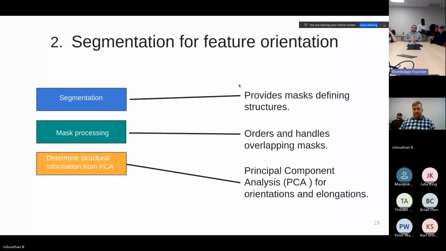And so the overall arc of the method here for the feature orientation is three main parts. We're going to do the segmentation itself, which provides the masks and defines the structures. And then we have mask processing. This is going to give some order to the masks, dealing with overlapping masks. And then once we have that, we can determine our orientations and our elongations using principal component analysis, PCA. There are probably other techniques, but this is just the one that we chose because it gives us a lot of useful information. We can use the explained variances to find our elongations and our outputs.